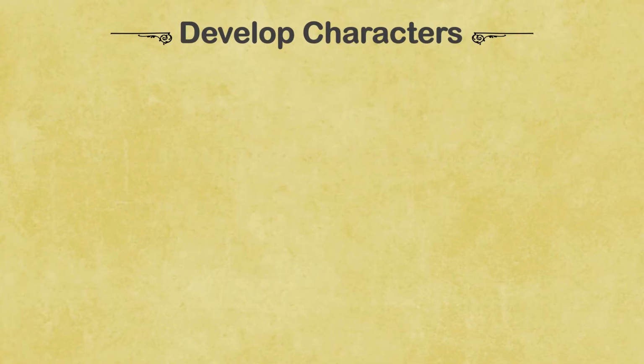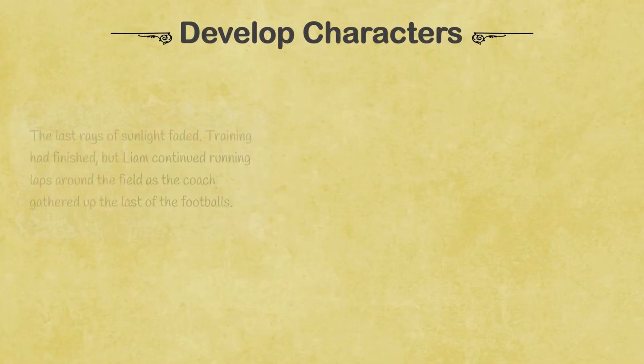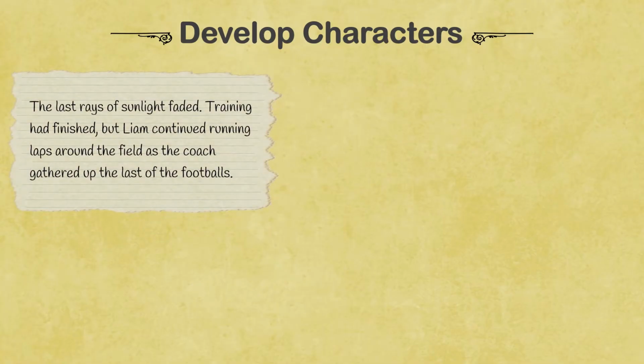Let's have a look at our first passage of text. Here it is. The last rays of sunlight faded. Training had finished, but Liam continued running laps around the field as the coach gathered up the last of the footballs. Let's see how we can use dialogue to further develop the characters, especially Liam's.